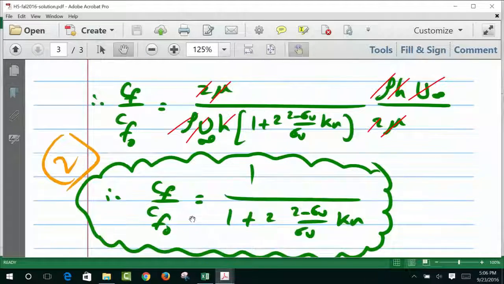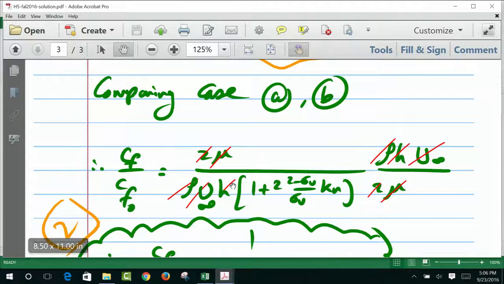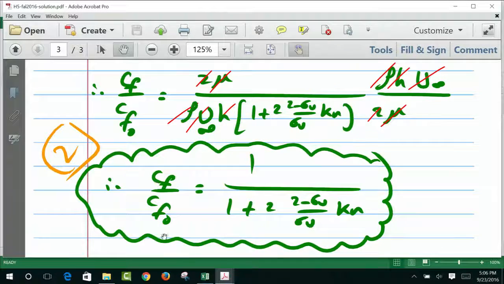And in part C, or problem 3, I just wanted to give you an extra 5 points by asking you to divide the two results. So when you divide the two results, it will be clearer to you. All those u infinity terms and so on will cancel out, and then the truth becomes clear that it's all about the Knudsen number. The shear stress gets weaker because of that extra term. The higher the Knudsen number, the lower the CF compared to the case of no slip.